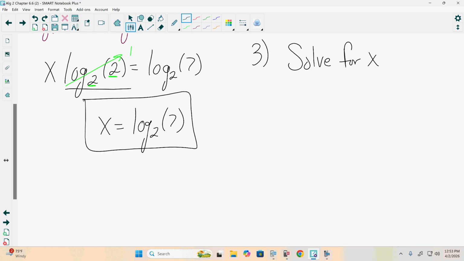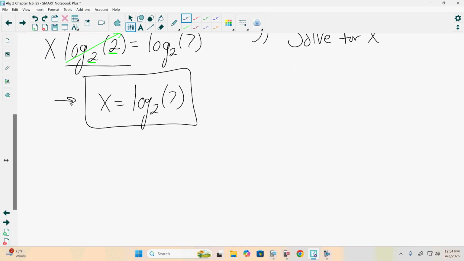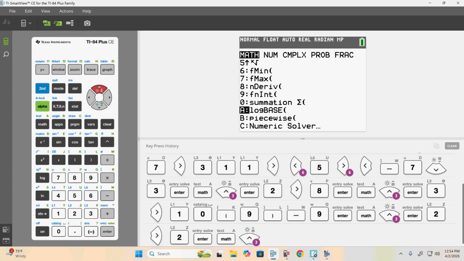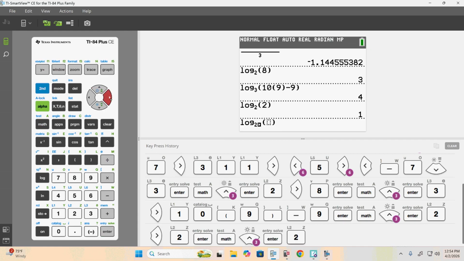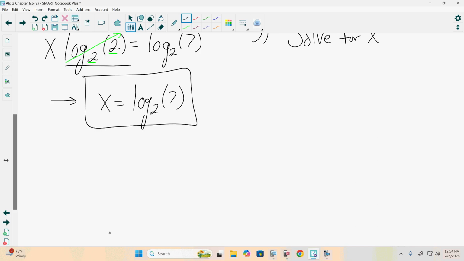Questions on this here? Now, this here, for all intents and purposes, especially on the test, is going to be the correct answer. Now, we can find its approximate value. I can take the graphing calculator, go math, log base 2 of 7, and find out that it's 2.807354922, which we were on our way to getting. Or if we rounded it to 3 places, it'd be 2.807.